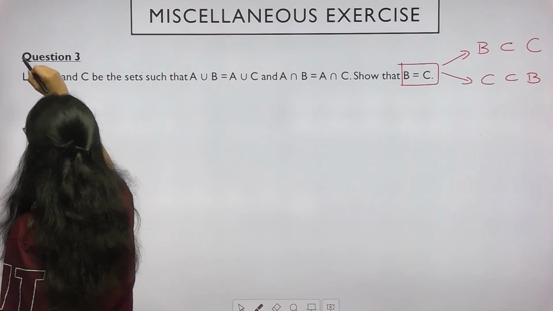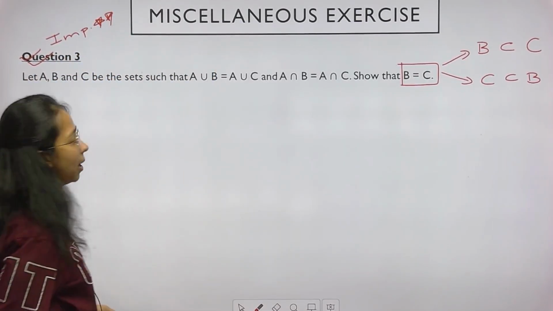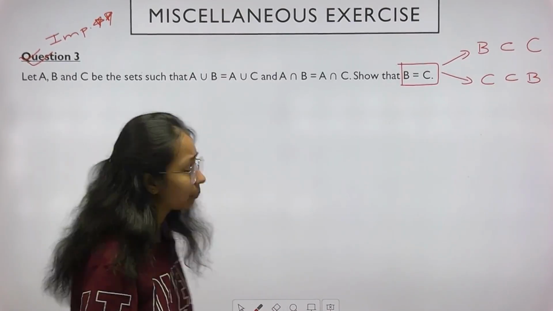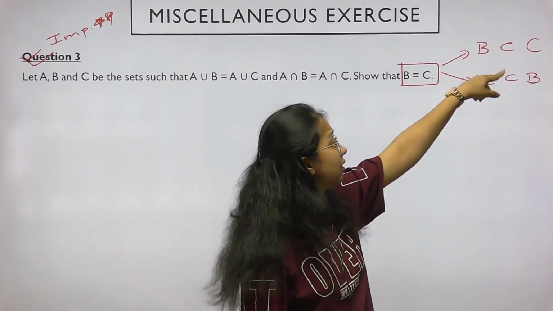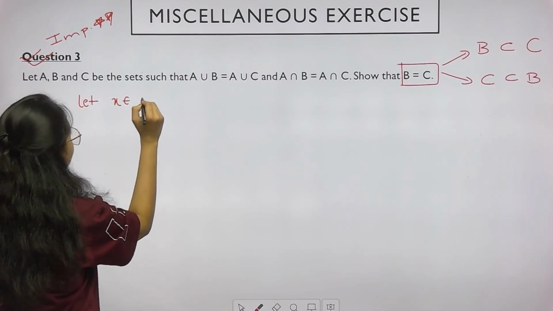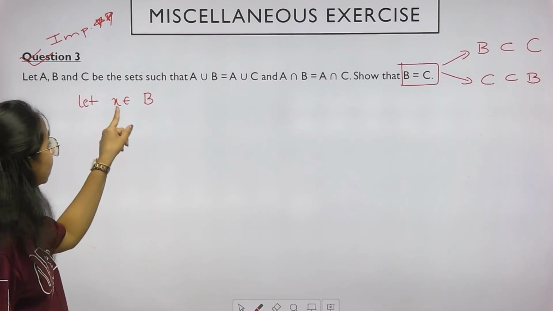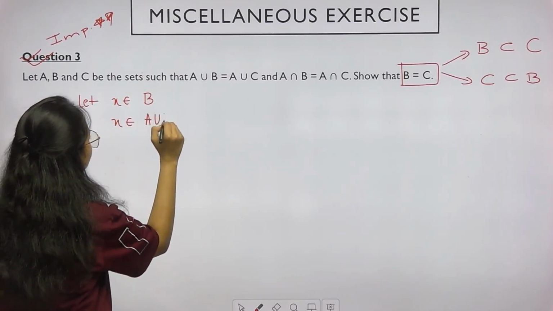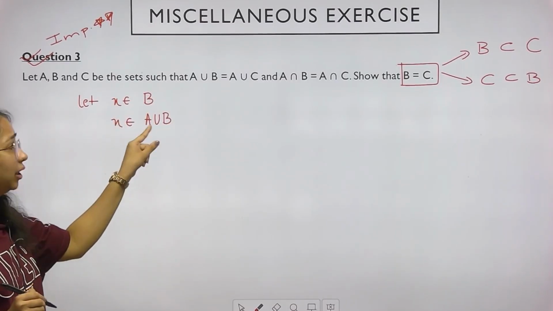So mark it, this is a very, very important question. This is a very important question for your exams. So look at the proof carefully. It's really very important. First of all, we'll prove the statement that B is a subset of C. So we let an element X which is a part of set B. So let X belong to B. If X belongs to B, then X also belongs to A union B. Right? If X belongs to B, then X also belongs to A union B.